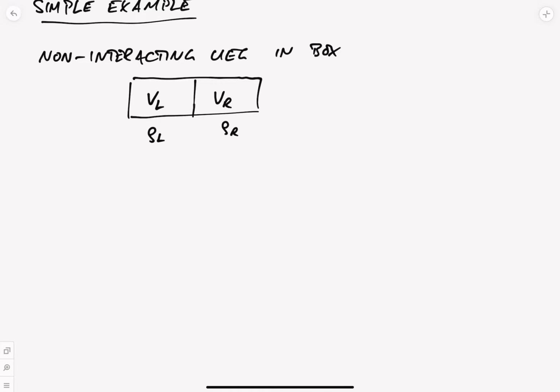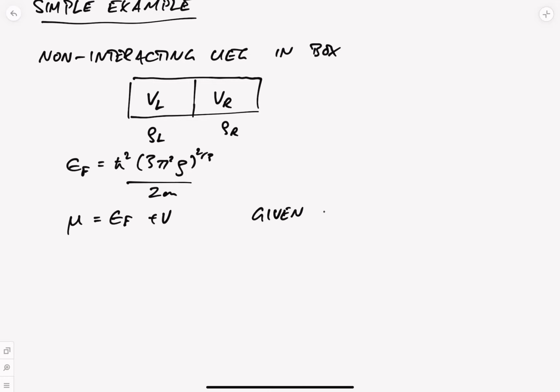In a normal uniform electron gas, the highest occupied state, or the Fermi level, epsilon F, is given by h bar squared into 3 pi squared rho to the 2/3 over 2m. We saw that in a previous lecture. But given an external potential, this shifts to the chemical potential mu, which is just epsilon F plus V. So that's when we have a potential applied.